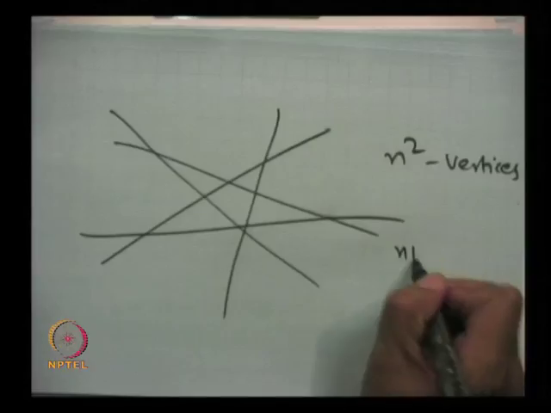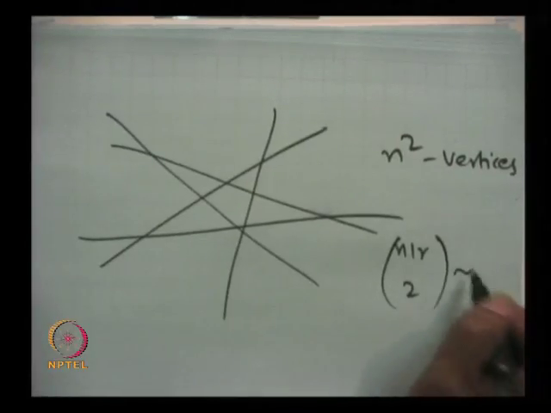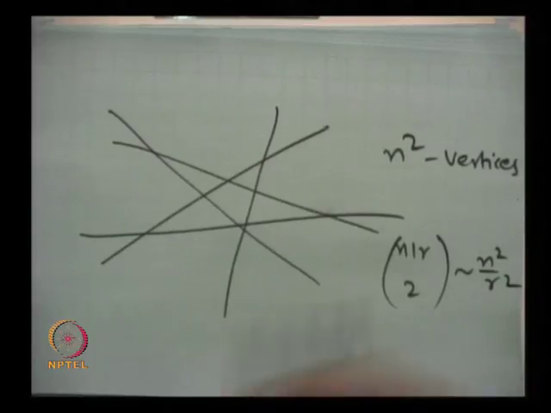Be a little more precise. When you say n by r choose 2, did you mean n over r, then choose 2? So, this is saying it is n square over r square, because you have n over r lines. Think about it this way: if we have k lines, then you have k square vertices.